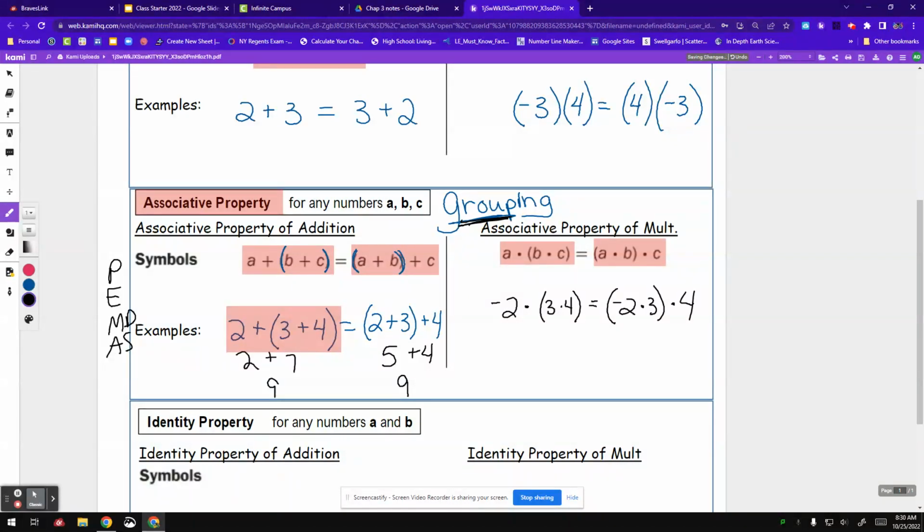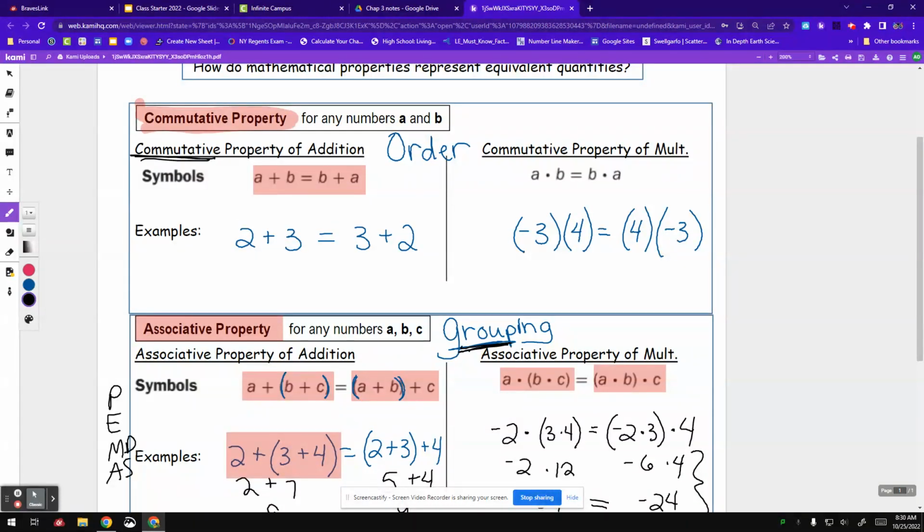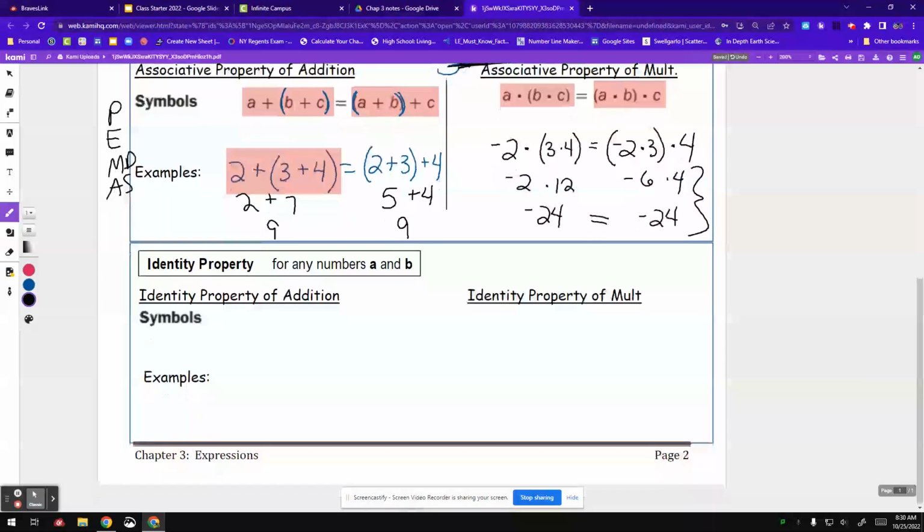I have to do parentheses first. So I'm going to have negative 2 times 12, which is negative 24. And over here, negative 6 times 4 is negative 24. So this part is just proving to you that I get the same answer no matter where the parentheses are. The order stayed the same, but the groups change. So again, commutative, the order changes. Associative, who you associate with, is your group, what group you're hanging out with.